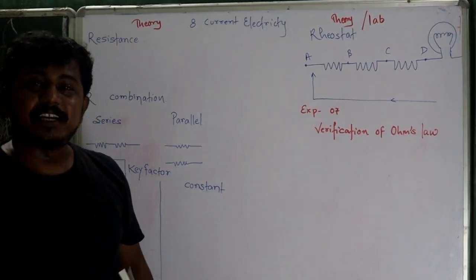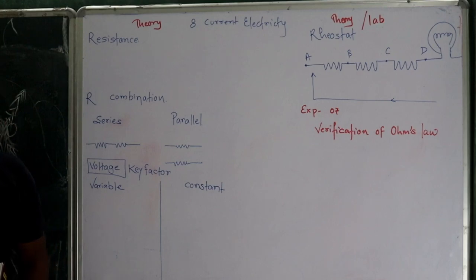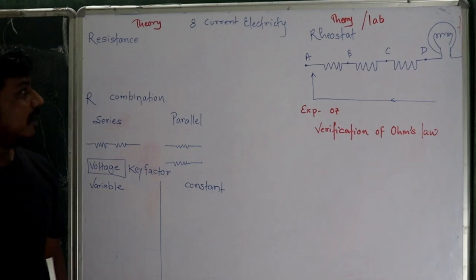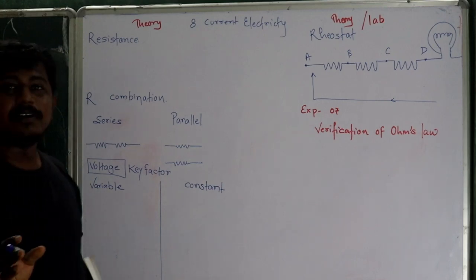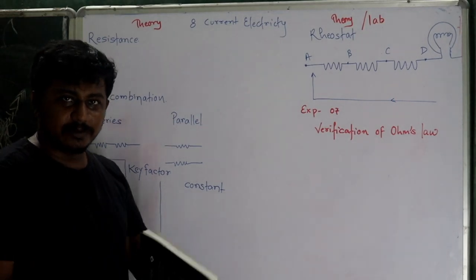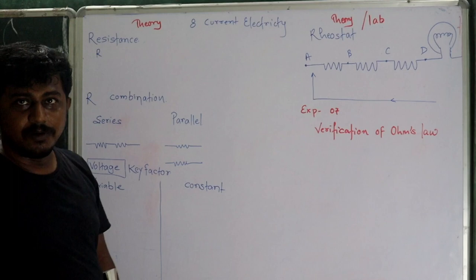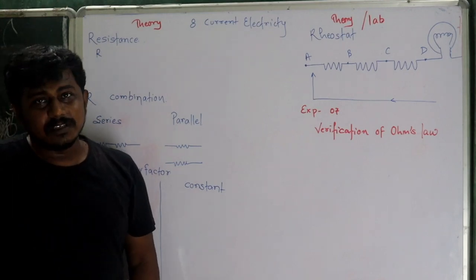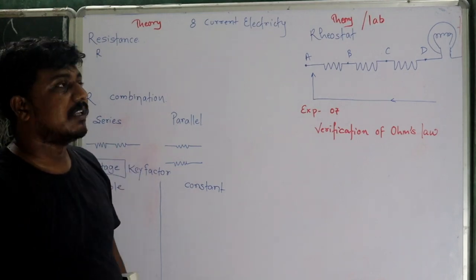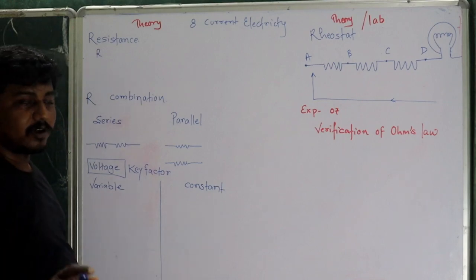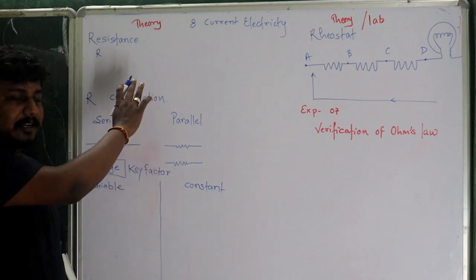Okay, so welcome to the second video from chapter number 8, current electricity. Last time we discussed resistance, so we'll continue from the same point. Resistance is represented by capital R, and it was a constant we have seen in Ohm's law. Remember that V is equal to IR. When we were getting the formula, that time we got capital R.